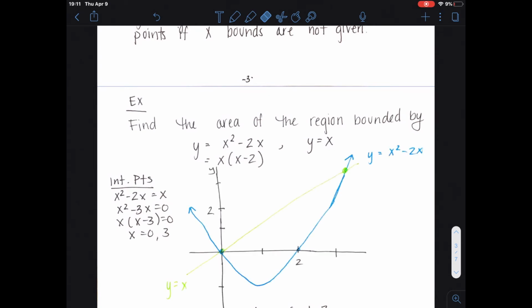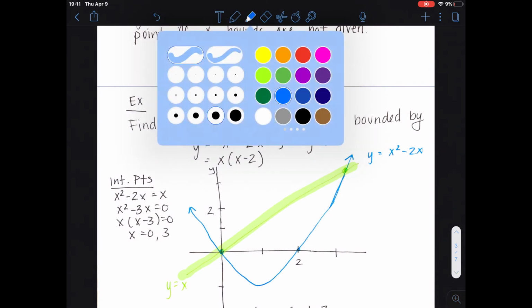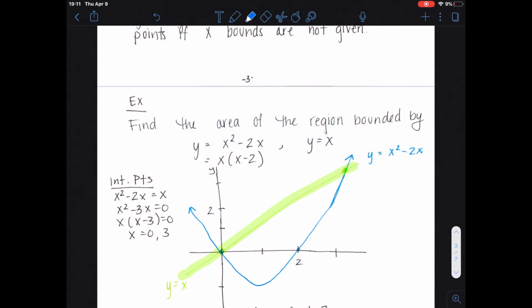So if we graph these two, our line just goes through y equals x, goes through the origin, nice and simple. And then y equals x squared minus 2x, one x-intercept is 0, the other is 2. So your parabola looks like this. So there are two intersection points at 0 and at 3.